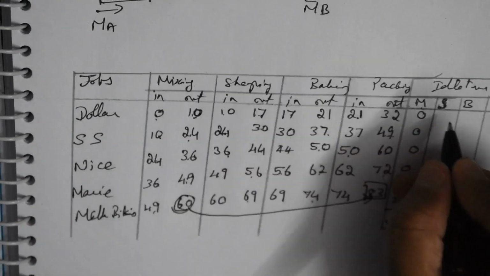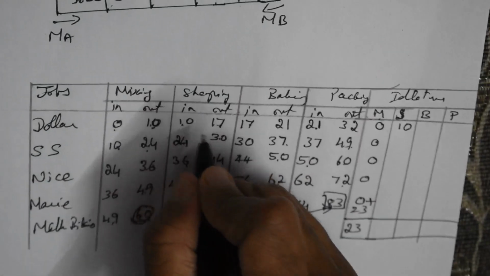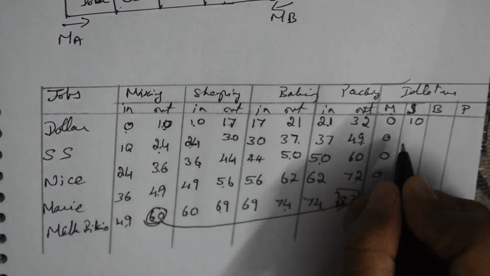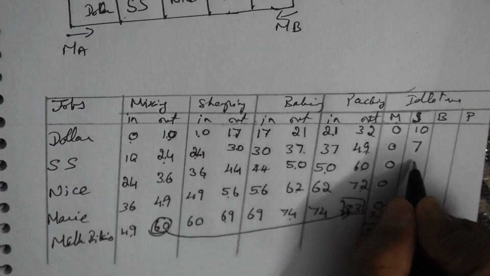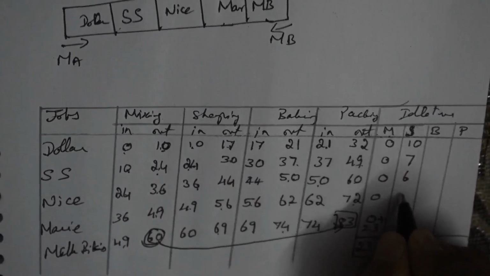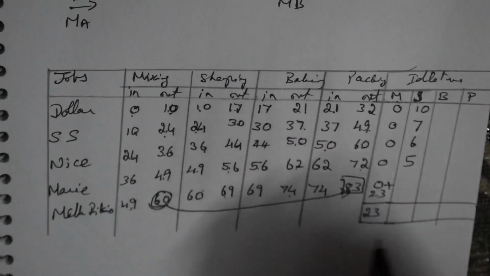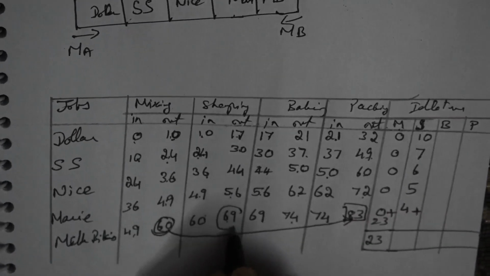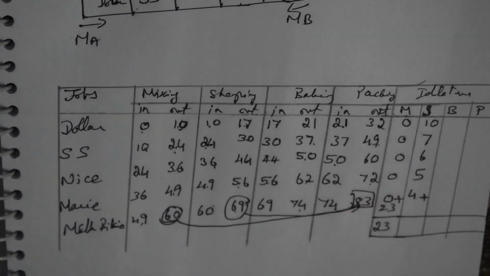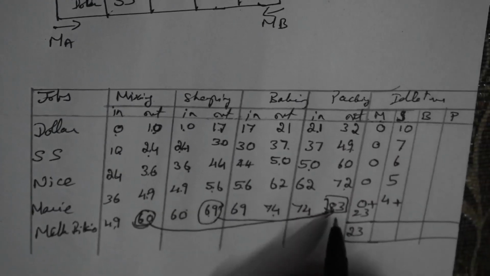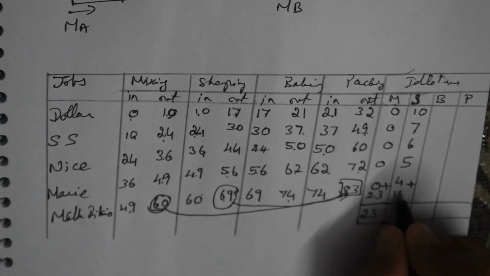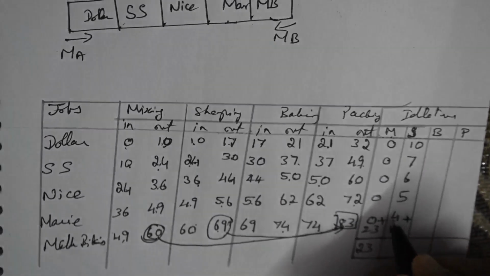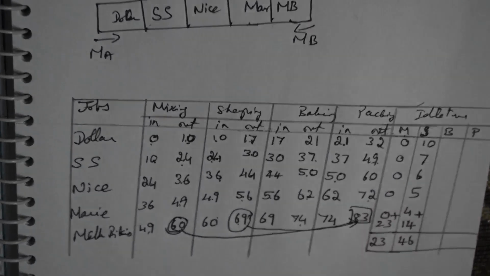Shaping, we start at 10, so in the beginning we have 10 minutes idle time. Then 17 to 24, 7 minutes idle. 30 to 36, 6 minutes idle. 44 to 49, 5 minutes idle. 56 to 60, 4 minutes idle. Plus 69 to 83, which is 14 minutes. That makes it 17, 23, 28, 32, 46 minutes of idle time.